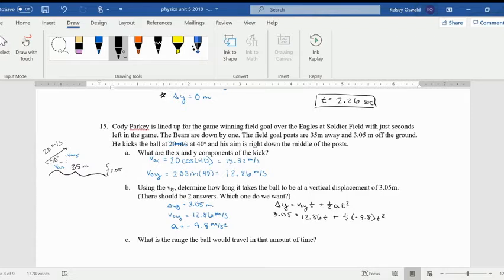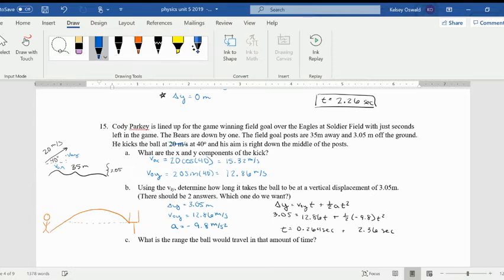But when we solve this, we're going to get a time of 0.264 seconds and 2.3 seconds. We need to decide which one we want. And to decide this, it kind of helps to look at the motion of the ball. So when Cody Parkey kicks the ball, it's going to come up first and then back down. Okay? And we want to find the time that it takes to reach a height of 3.05 meters. So notice, it's going to reach this height twice.